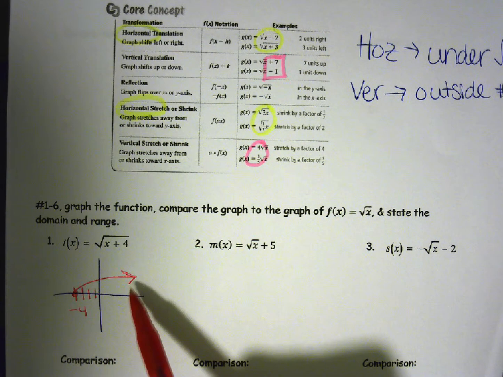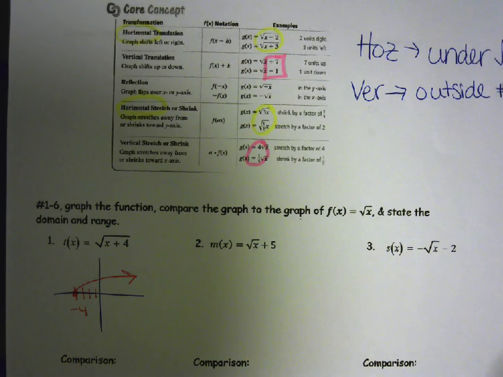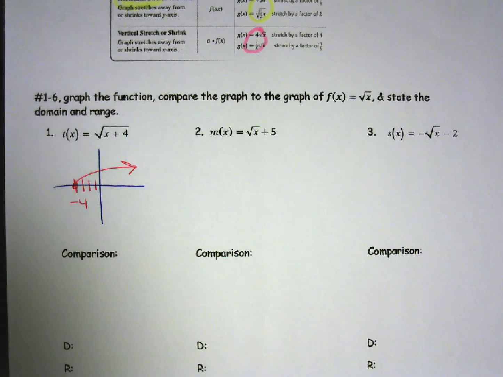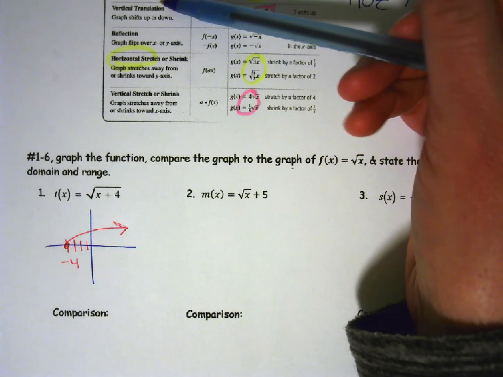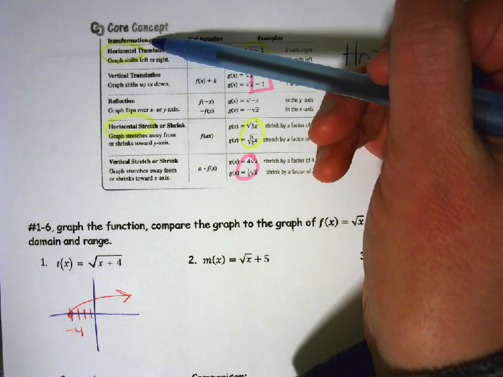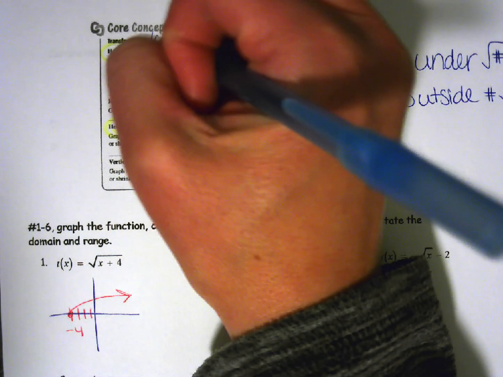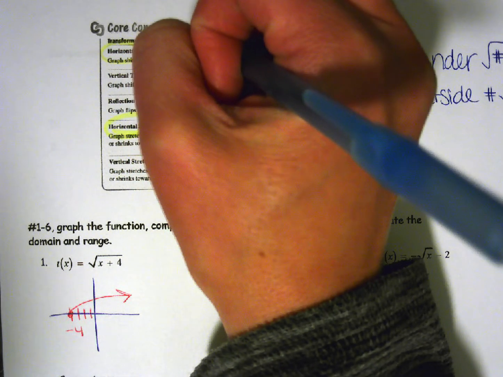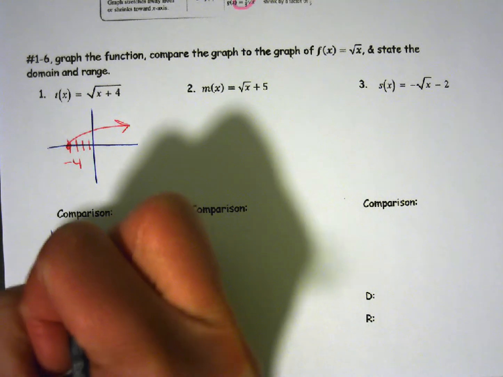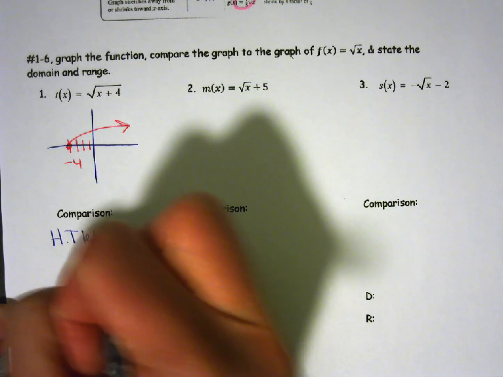I'm not going to put a protractor on or anything like that. We're just kind of trying to get an idea of what it looks like. Now, for your comparison, you need to pick these words up here. Sometimes they call it a transformation. Transformation and comparison are really the same thing. Okay, so when you hear them say comparison, they want you to say horizontally left 4.